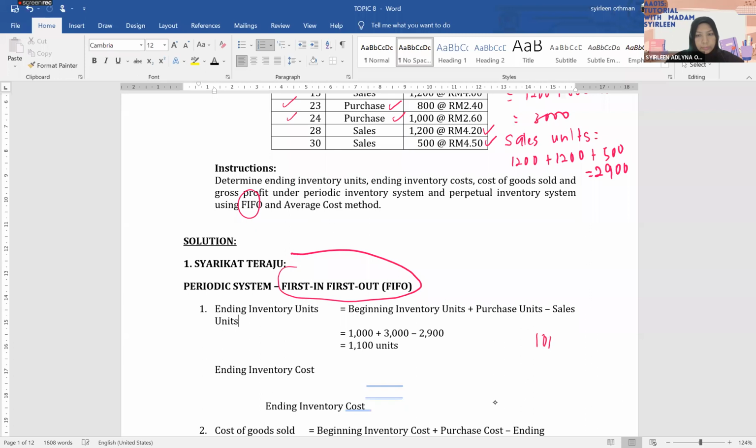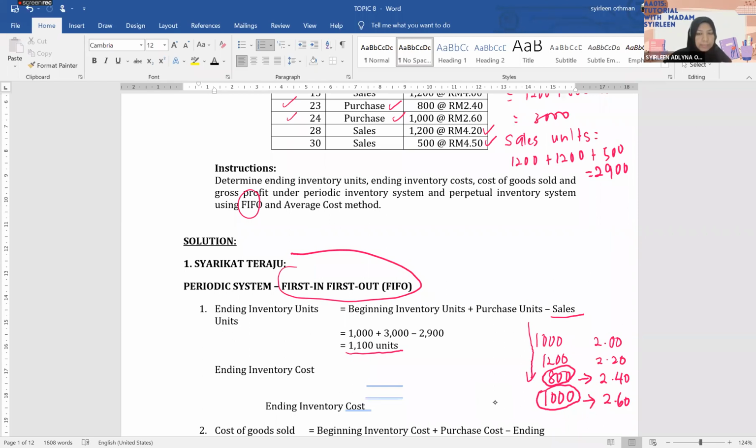You have 1000 at RM2, then 1200 at RM2.20, then 800 at RM2.40. And the last batch that you bought is 1000 units at RM2.60. Your selling unit was 2900, which means we sell from the top. So we calculate the ending inventory units from below. Your ending inventory is 1100 units, so 1000 we take from here, and the balance of 100 we take from here. So you have 100 units from RM2.40 and 1000 units from RM2.60.